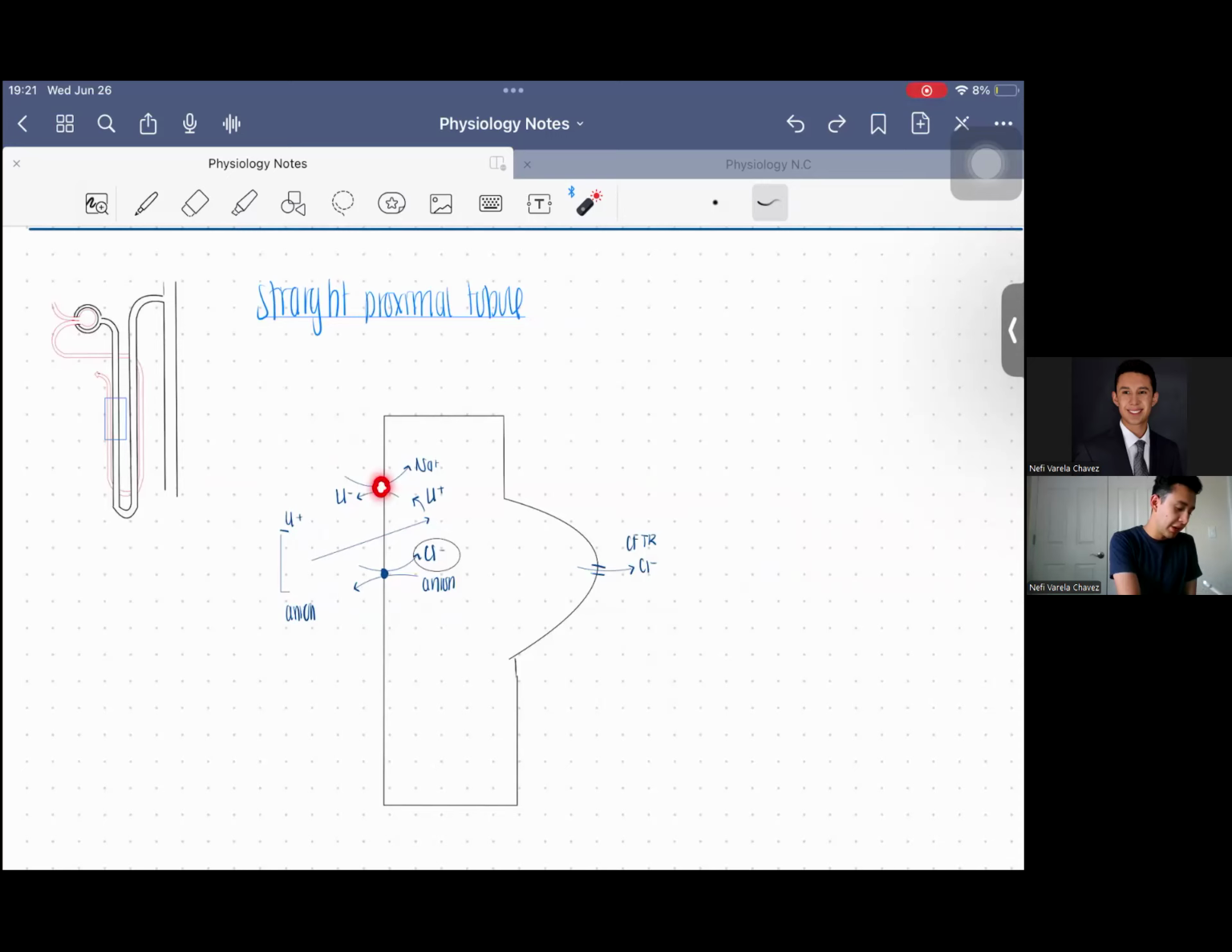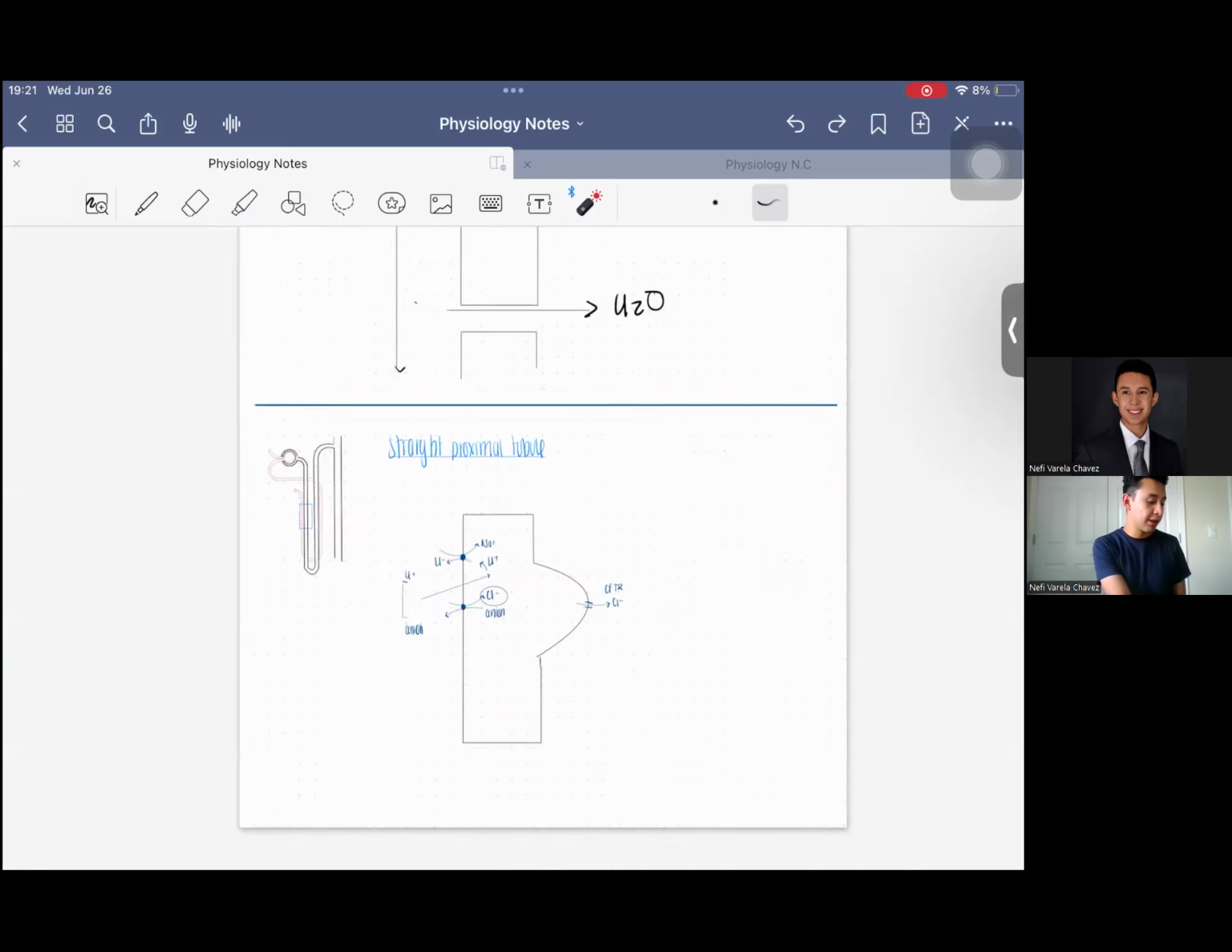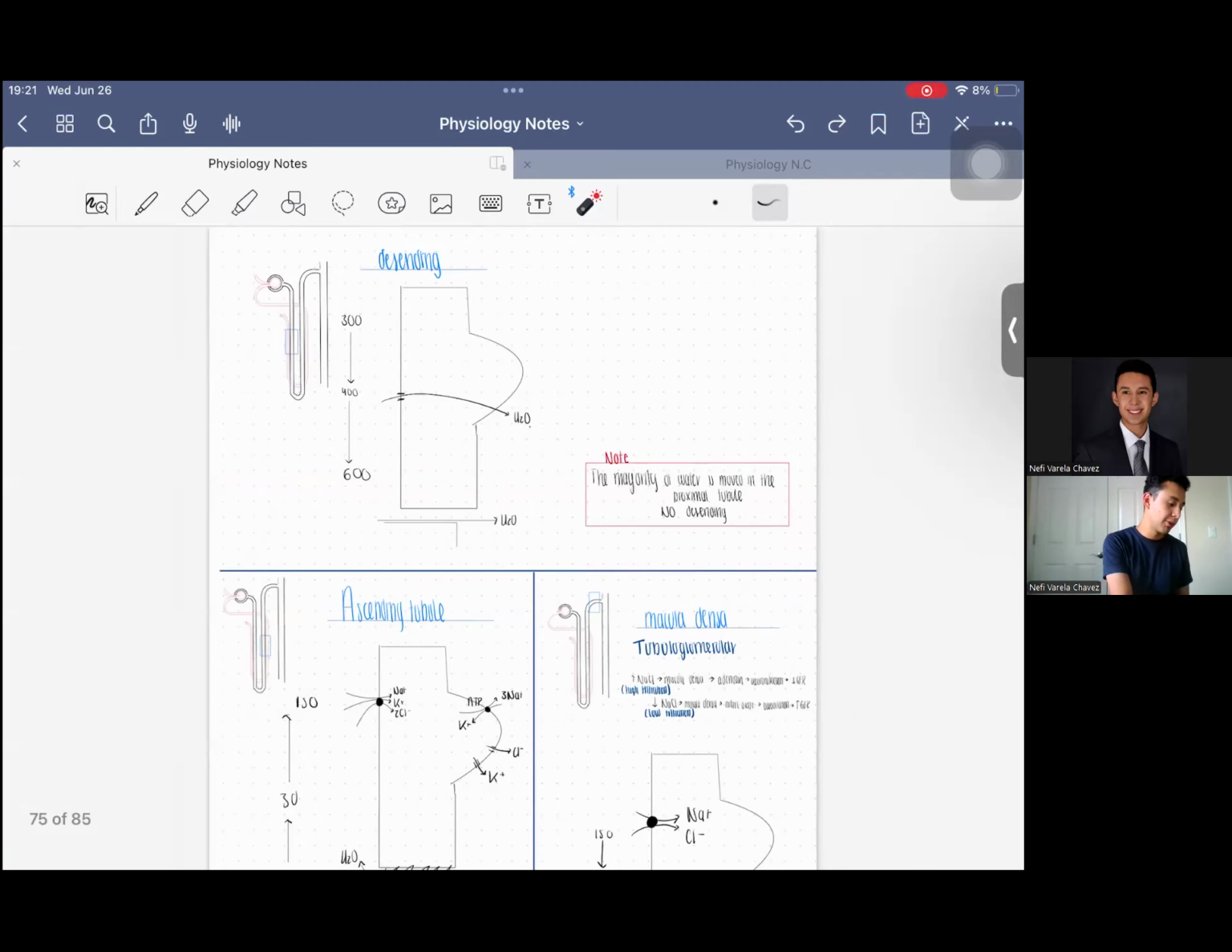We're going to have this protein channel again for sodium and hydrogen. And then we're going to have this channel for chlorine and anions. We're going to see this specific channel. It's going to have a specific name, CFTR, that is going to be specifically for chlorine. Okay, so that's pretty much it in the straight proximal tubule.